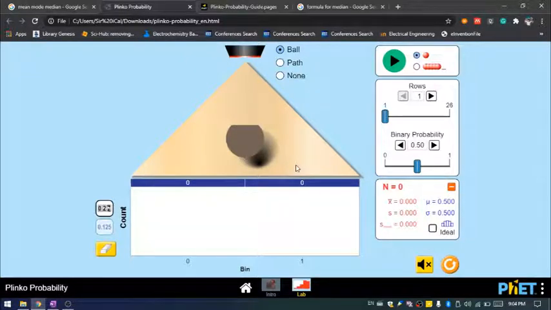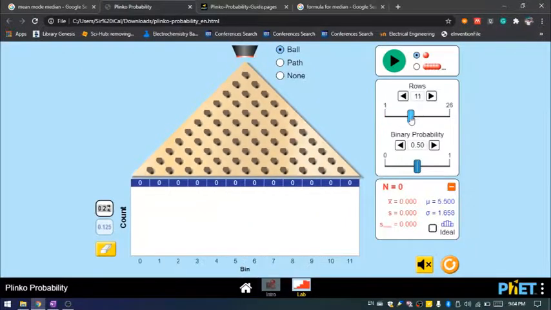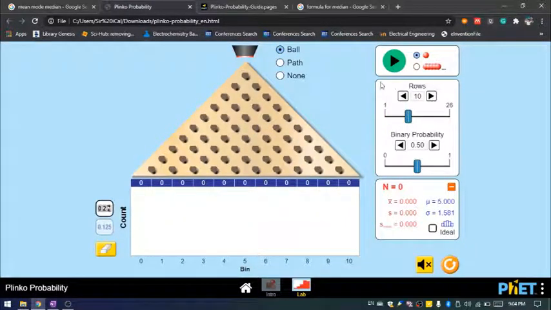So that's actually the meaning of the binary probability. The ball will have a 50% chance of going to the left and a 50% chance of going to the right. Okay, so they have equal chance. If you're going to have 10 rows, it's also going to be the same.